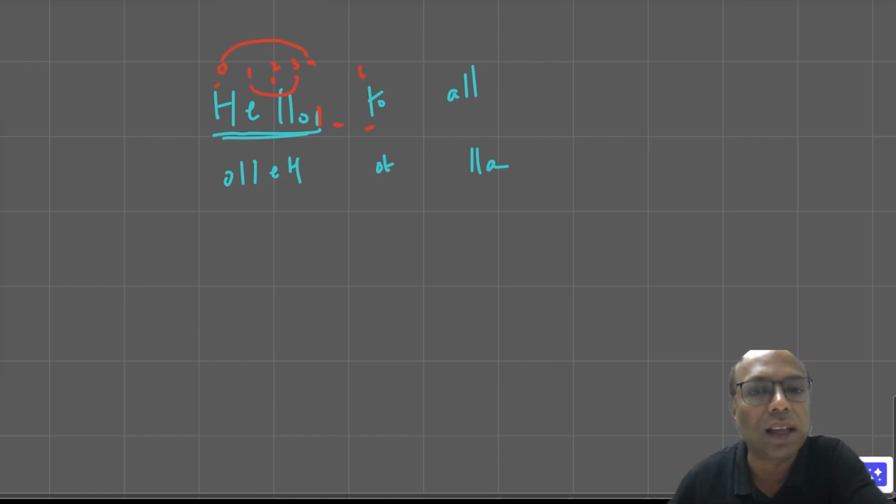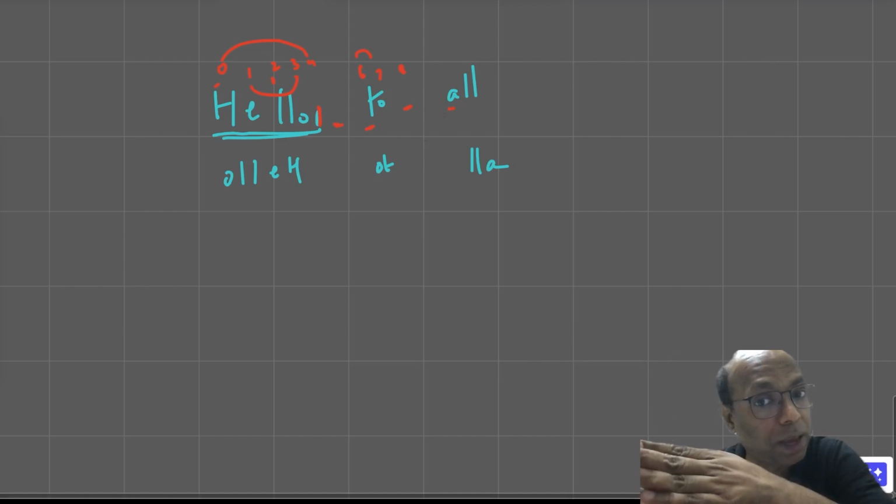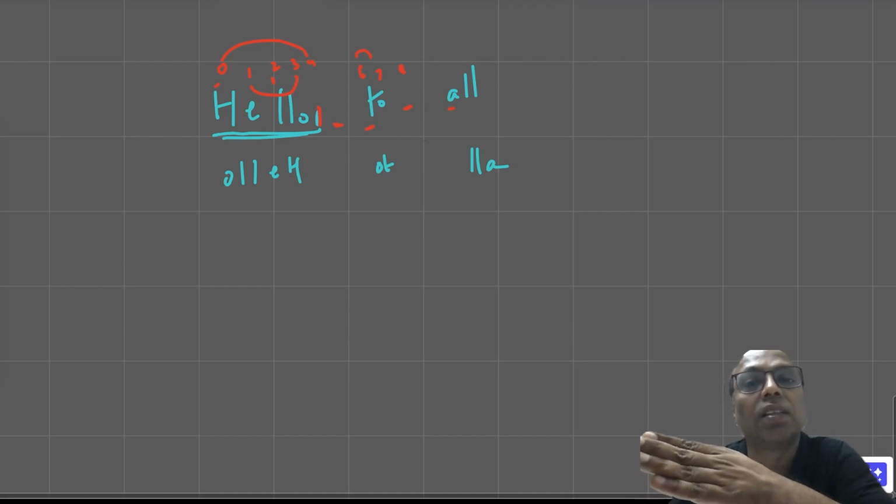Now I need to track the end. So I need to search for a space. I got a space at 8. That means the last is 7. Now I need to interchange 6 and 7. Now what is the next word's beginning? The next of the space. Next of the space is what?